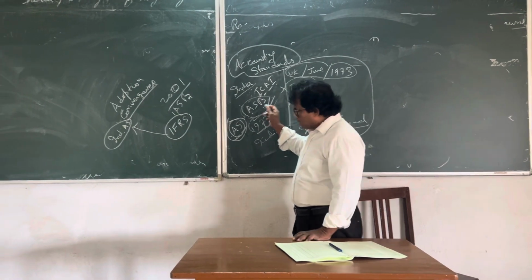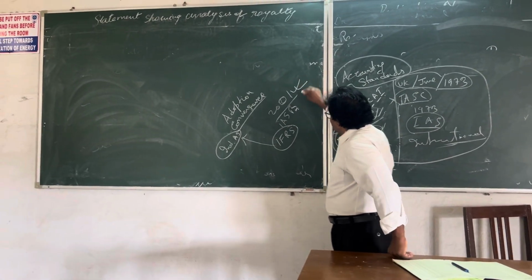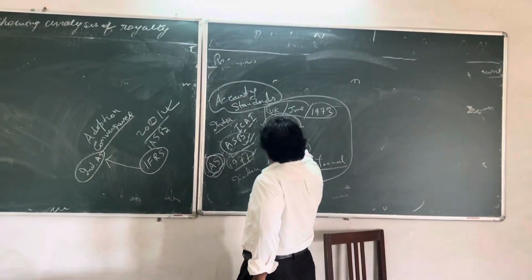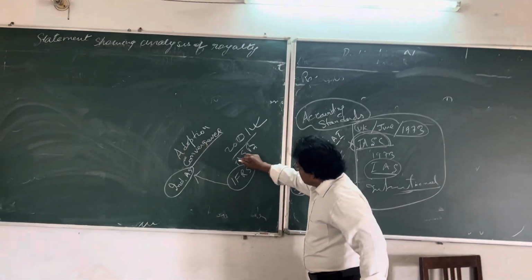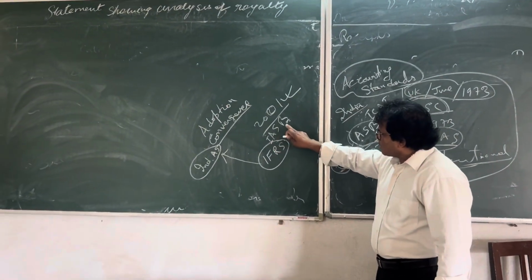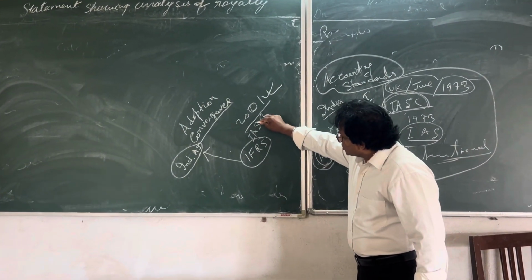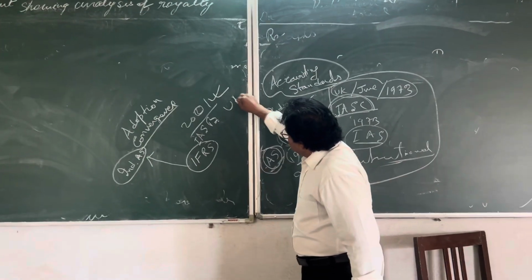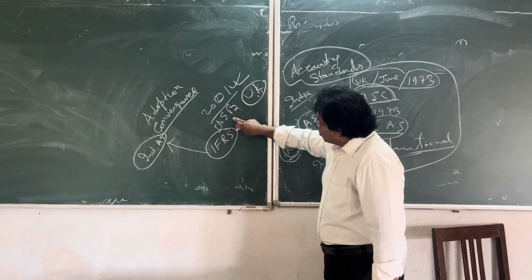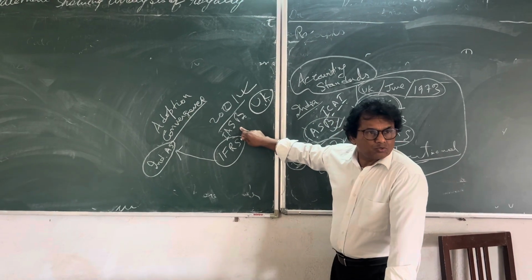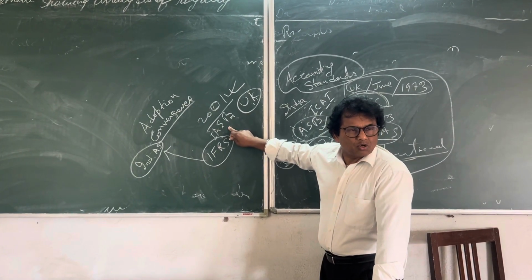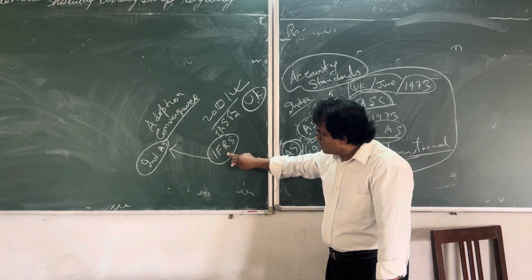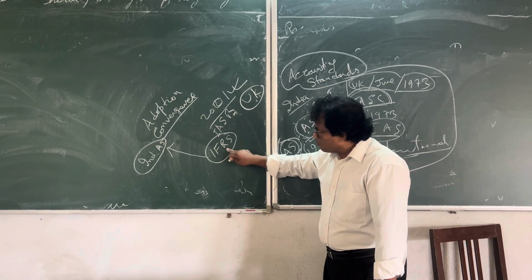Then what happened in 2001? In 2001, IASC was abolished, and in its place IASB came. IASB means International Accounting Standards Board. And when this came in UK, of course UK only, you understand? So when this was formed, they said we are going to make standards, but not IAS. Our standards will be called IFRS. IFRS means International Financial Reporting Standards.